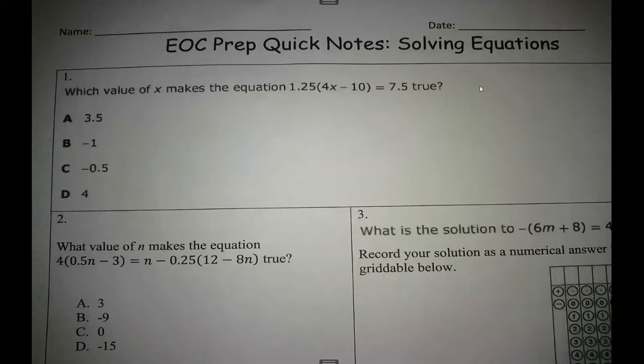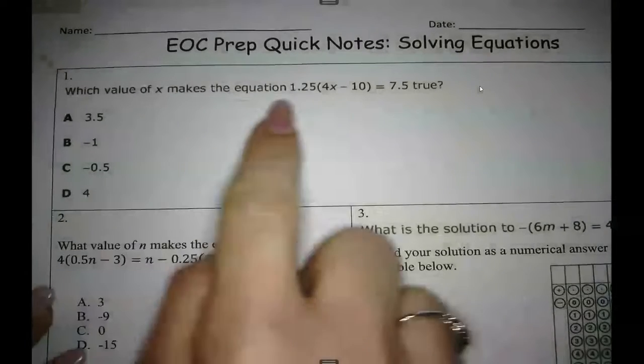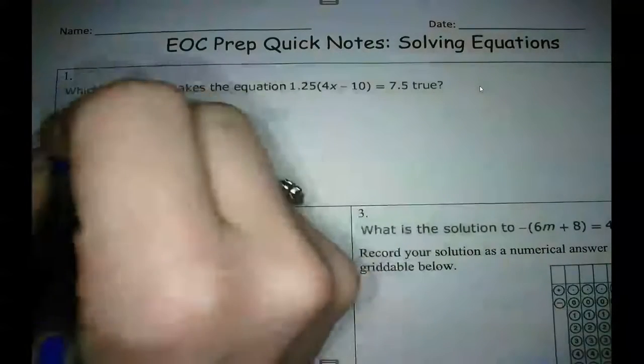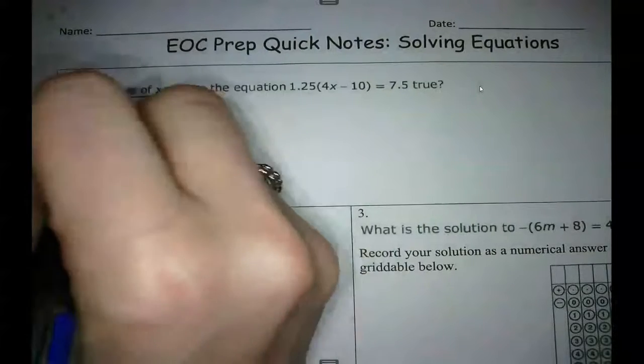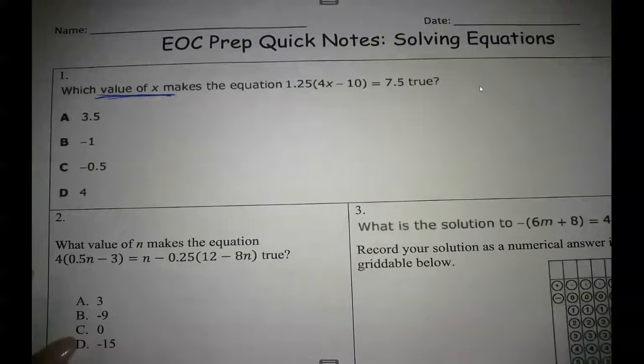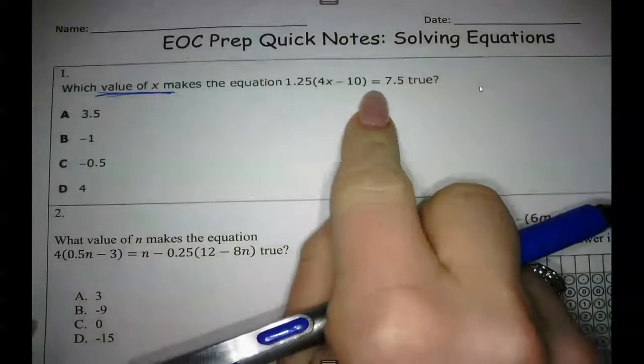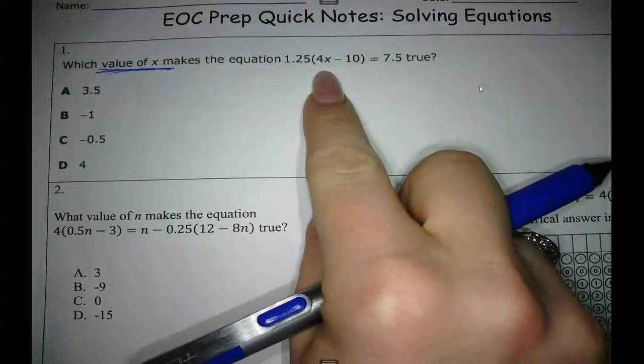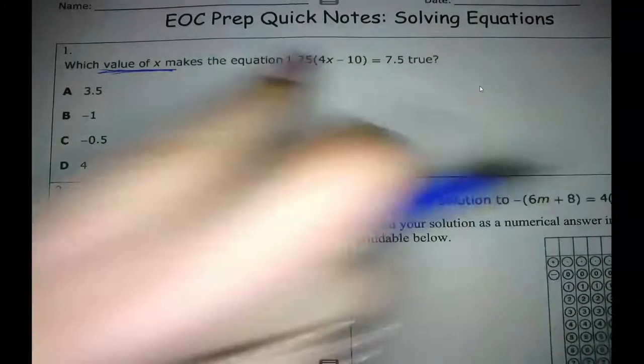That's what I'm showing you, 1 through 6 for these notes, so that we know what to look for and know how to solve them. Which value of x makes this equation true? Whenever I see which value of x, it means I need to solve this for x. I have only the x and I have one equal sign.